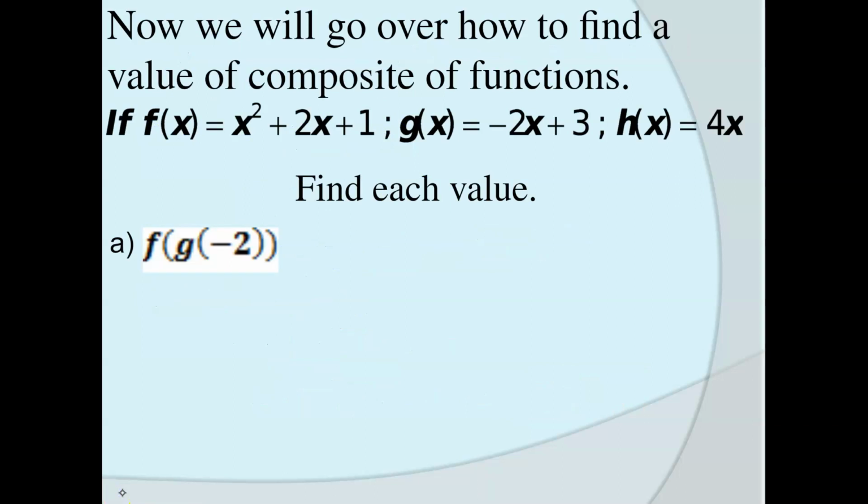All right, now we're going to look at finding the function composition using numbers. So the last two examples used variables. Now we're going to do the same thing using numbers. I actually think numbers are easier. So what we're going to do is start on the inside and work our way out. So what that means is we're going to start with g of negative 2. So we're going to find g of negative 2.